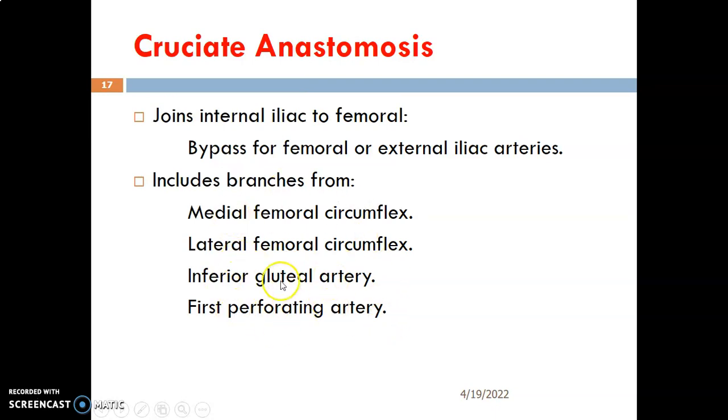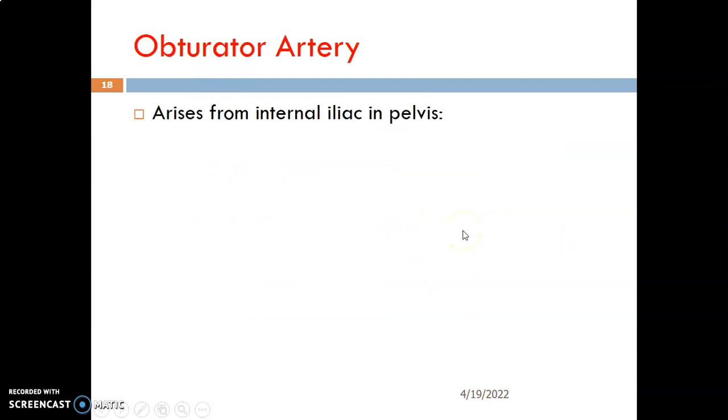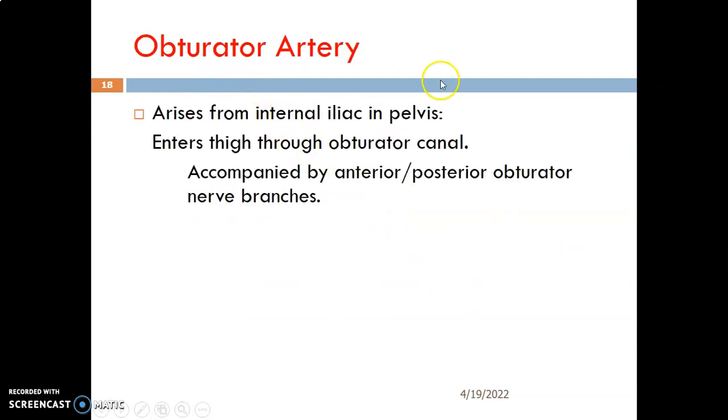So those four, the way I've stated it: transverse branches from the medial and lateral circumflex arteries, the descending branch from the inferior gluteal, and the ascending branch of the first perforating. So that forms the crucifix, the cross, the cruciate anastomosis. Then we also have the obturator artery in the thigh.